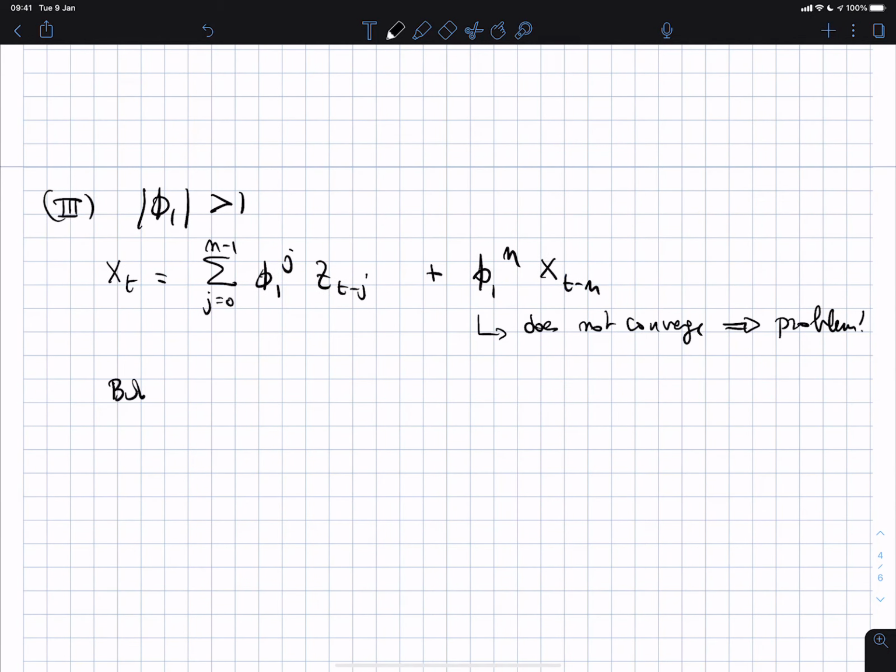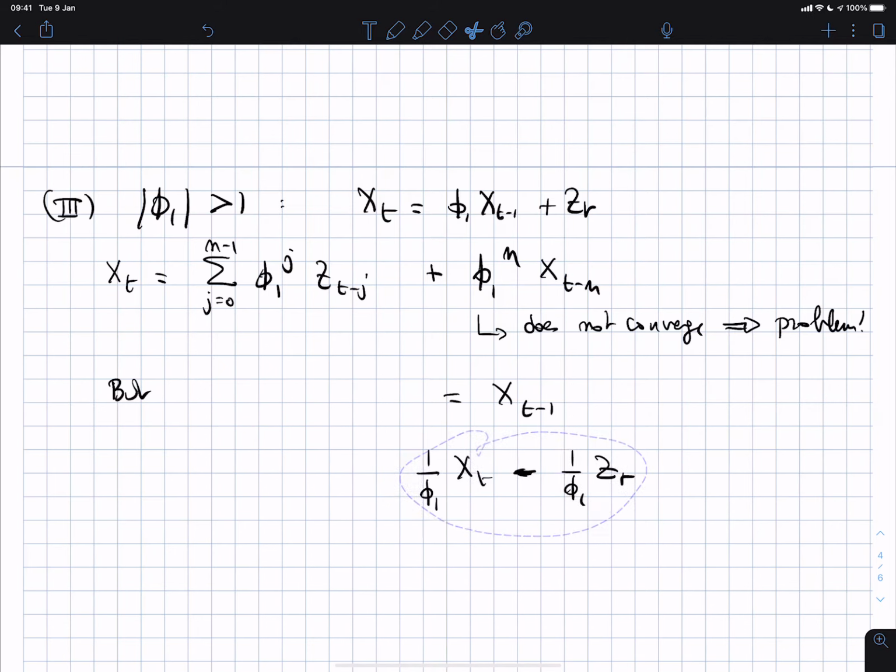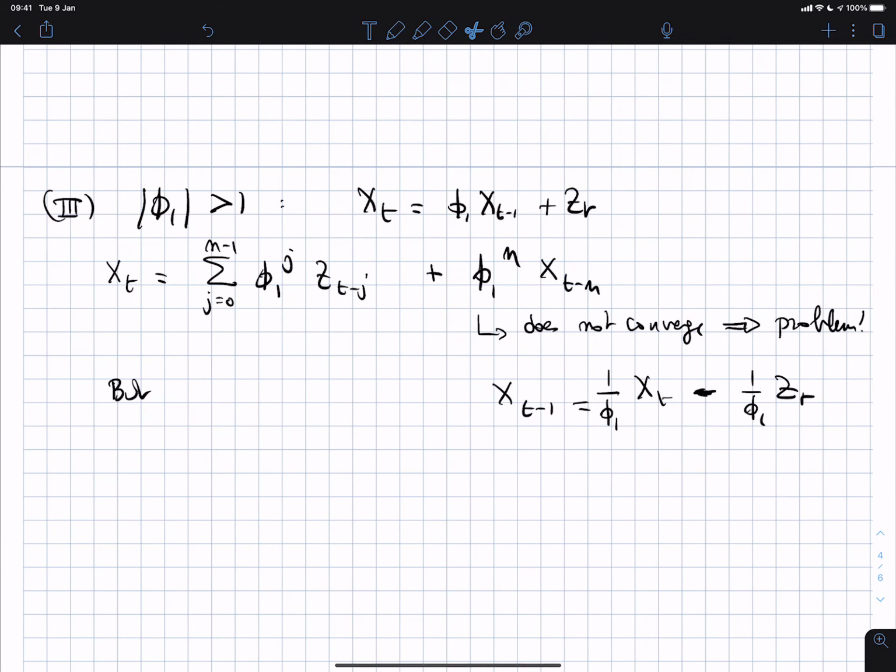But we can always do this. So if our equation is xt is phi 1 xt minus 1 plus zt, then we can always do this. I divide by phi 1 on either side. I keep the xt minus 1 on this side. I move this guy here, and I'm left with that equation, which I can rewrite perhaps in a more natural way like this.